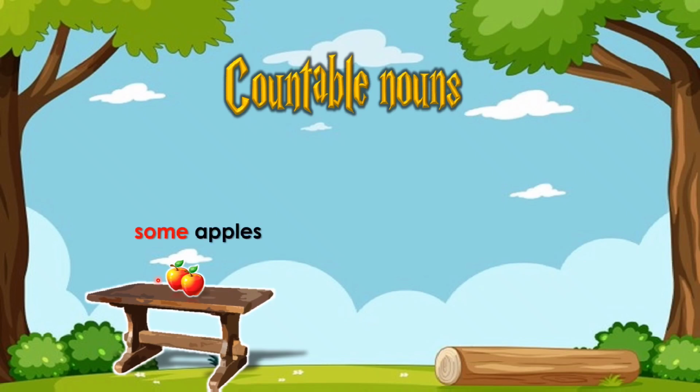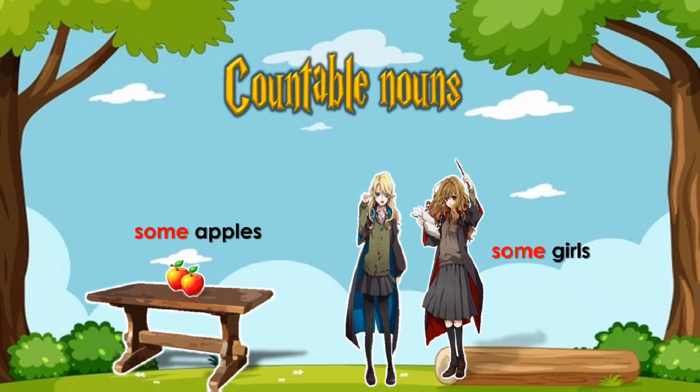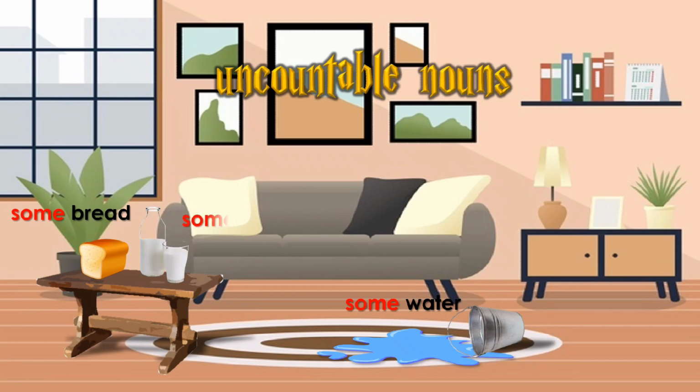You can say some apples, some girls. Okay, uncountable nouns: some water, some bread, some milk. Okay, let's take a look at these examples.